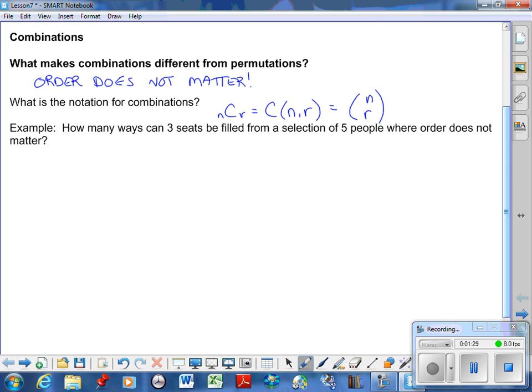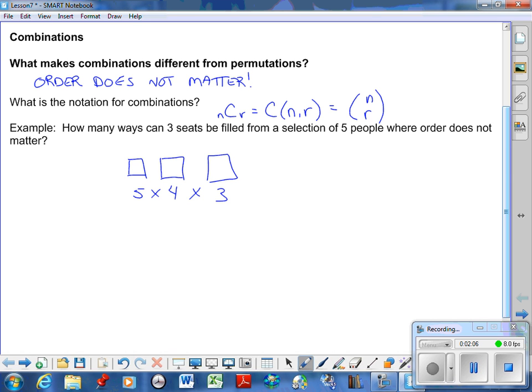The first example, I'm going to explain why combinations are the way they are. So how many ways can 3 seats be filled from a selection of 5 people, where order does not matter? What we're looking at is we have 5 individuals and we have 3 seats. So maybe I'll start off with using diagrams here. Here are my 3 seats. For the first selection, I have 5 people available. For the second one, I have 4. And for the next one, I have 3. So right now, it's a permutation.